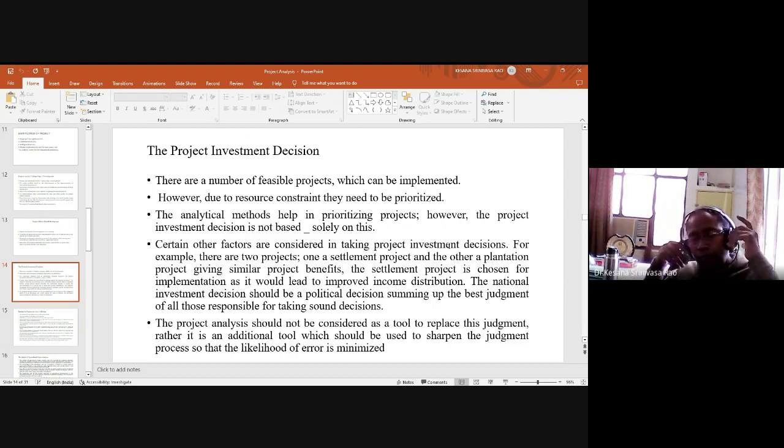So the top to bottom or bottom to top approach, which you can frame up. Then, based on that, for each and every aspect, how you are trying to follow it up from a priority point of view. The analytical methods help in prioritizing projects. However, the project investment decision is not based solely on this. Certain other factors are considered in taking project investment decisions.